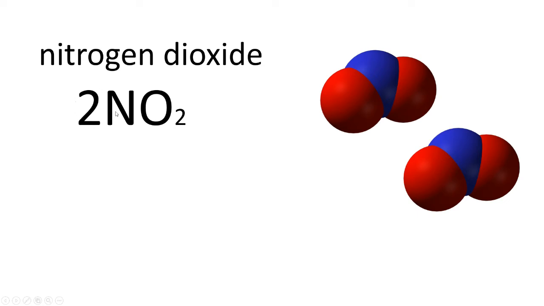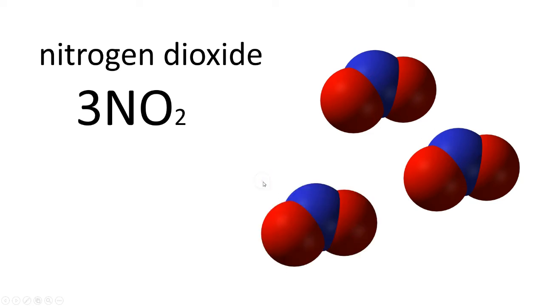Remember that this coefficient doesn't just multiply the nitrogen, it multiplies the whole molecule. So nitrogen gets doubled, and the 2 oxygens in the molecule also get doubled. So 2 nitrogens and 4 oxygens. Let's see that. We have 1, 2 nitrogens, 1, 2, 3, 4 oxygens. And this is what 3NO2 would look like. 3 nitrogens and 3 times 2 is 6, 6 oxygens. 1, 2, 3, 4, 5, 6. That's how coefficients work. It's an essential thing that you need to know in order to balance chemical equations.